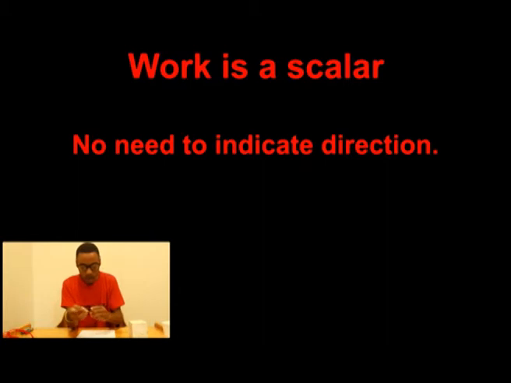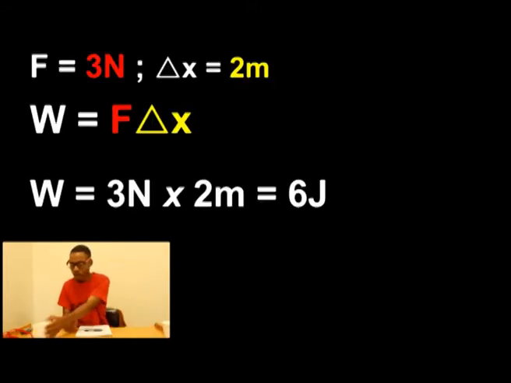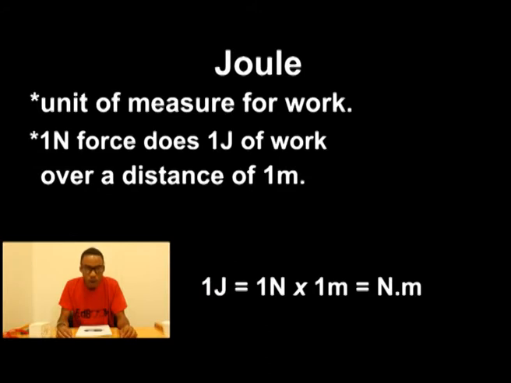Now, if we should take an example using the definition that we've used and our basic equation, let's say we have my hand over here applying a force of 3 newtons on this block over a distance of 2 meters. Now, you have your 3 newtons and 2 meters, multiply that, and that gives you 6 joules. Now, joules is a unit of measure for work. Work is measured in joules. And this is also equivalent to a newton meter, as you now probably see on your screen.